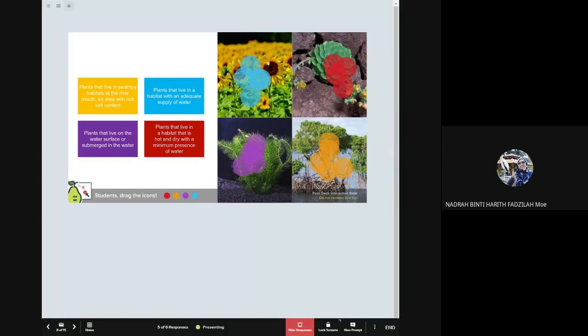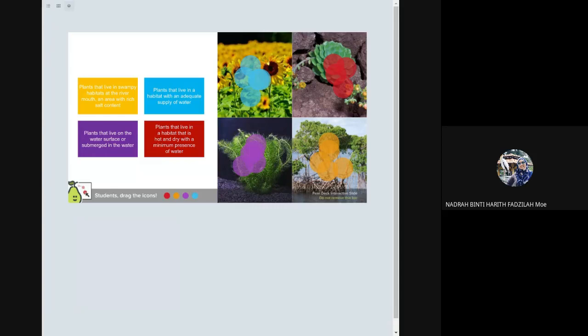Okay, semua dah siap. Okay, very good. Let's see. Okay, the first picture. Statement warna dot biru tu betul. Okay. And then warna merah pun betul. Warna purple pun betul. Warna purple tu ialah pokok hydrilla. And then warna orange tu adalah untuk pokok mangrove. Good. Okay, semua orang boleh identify.